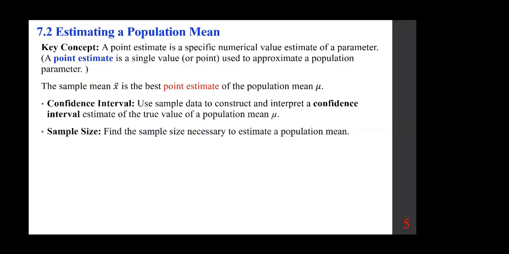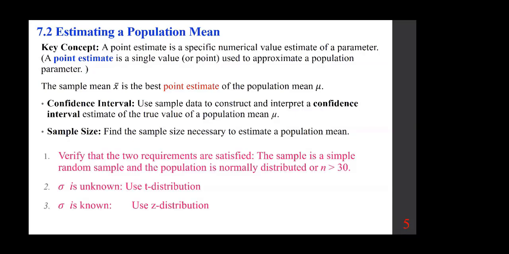So we use X bar, we make up a confidence interval based on a given sample to get to the confidence interval estimate of the true value of a population mean. We can also find the sample size that is necessary to estimate a population mean. Verify that the two requirements are satisfied. The sample is a simple random sample and the population is normally distributed, or N is greater than 30.